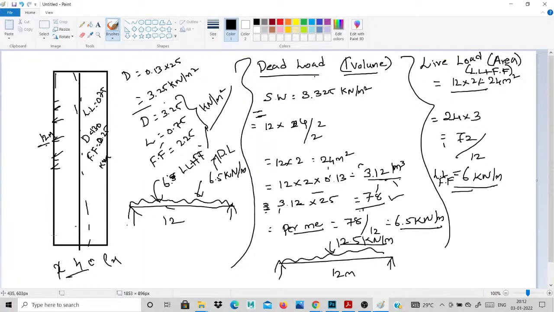Then finally I take my total load, 6 plus 6.5, so it is acting on this beam as 12.5 kilonewton per meter total load. Then the continuous slabs are going on this side. Half of this slab portion is there. For this slab, 12 plus 12, 25 kilonewton per meter total load for this area.